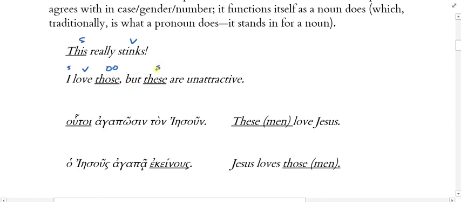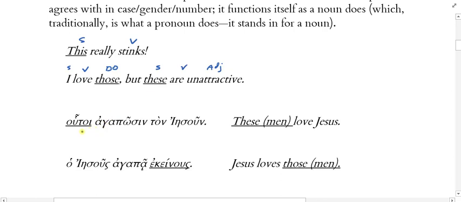But these, there's my demonstrative pronoun, are attractive. And I have an adjective here, the predicate adjective. Again, these is functioning as a demonstrative pronoun. Here it's fulfilling a noun function.